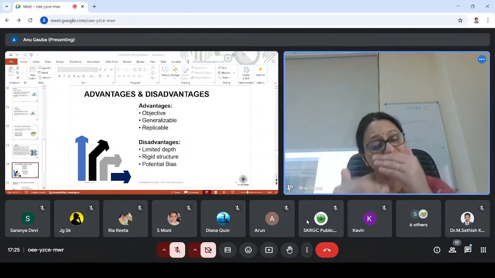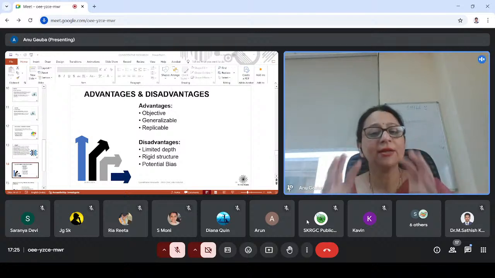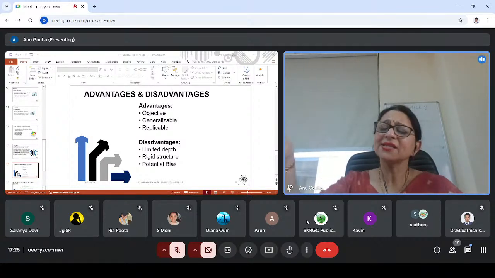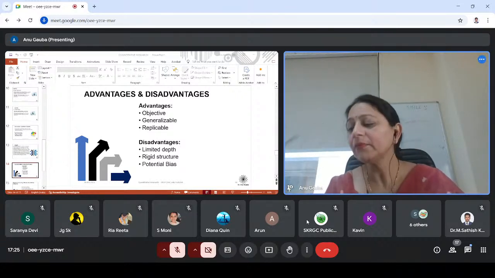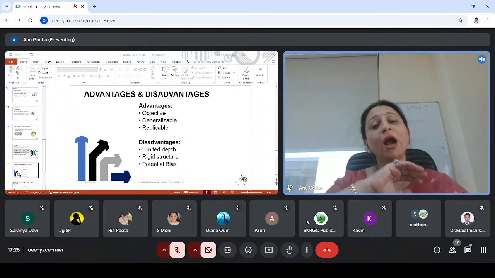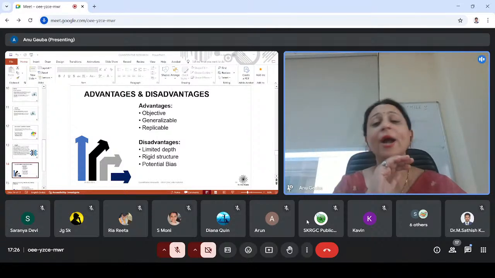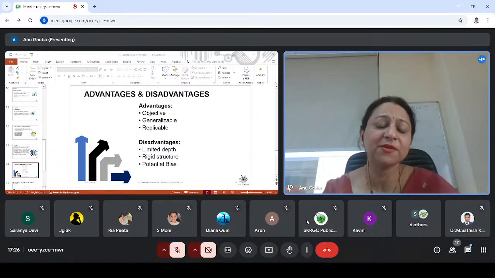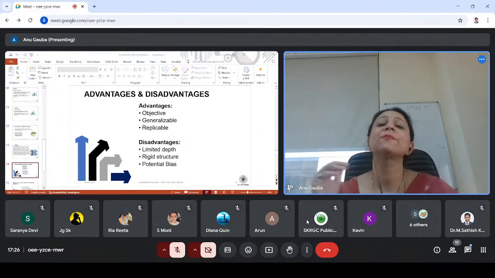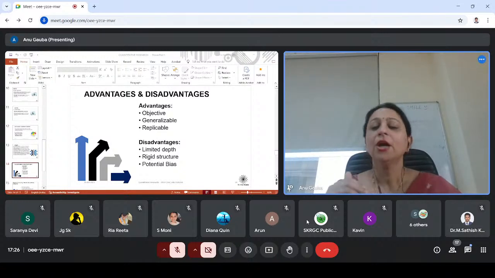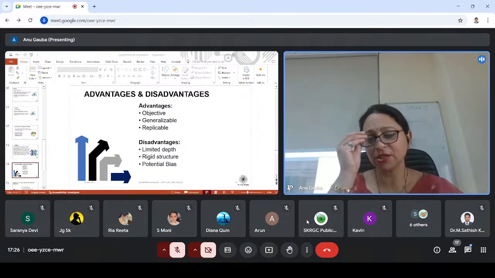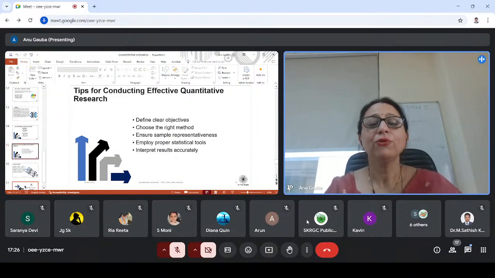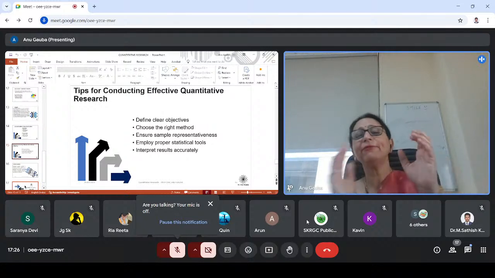So it has a rigid structure. We have to follow those structures to conduct research under quantitative research methodologies. Limited depth means it has some limited depth, right? For example, with descriptive studies, you can't go ahead with many topics. Few topics are there where you can focus on descriptive studies, but many studies can be conducted as experimental instead of descriptive studies, right? So these are the advantages and disadvantages of quantitative studies. Now next, there are a few tips for conducting effective quantitative research.